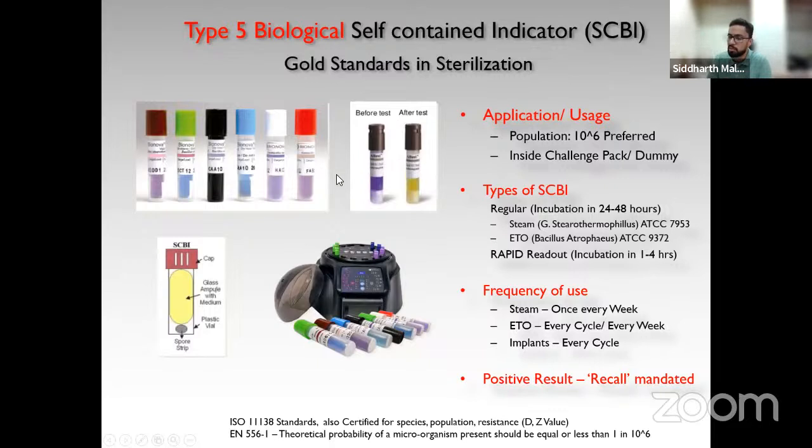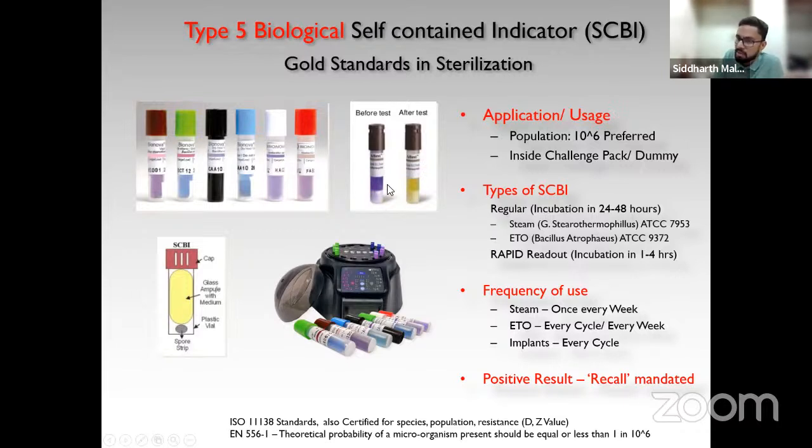The frequency of use of a biological indicator in the steam cycle is once a week. That is, if you are using an autoclave, in that autoclave you should use it once every week. For ETO, CDC mentions it should be done every cycle, but that's a challenge and the economics do not work out well, because this indicator may cost you around 140 to 150 rupees per ampule. So in that case, you can also do it every week. However, if you have an implant case, CDC specifically mentions that you should do it in every cycle where there is an implant.